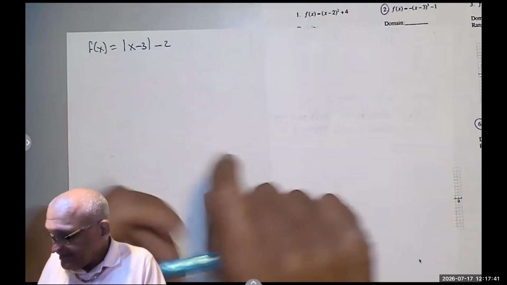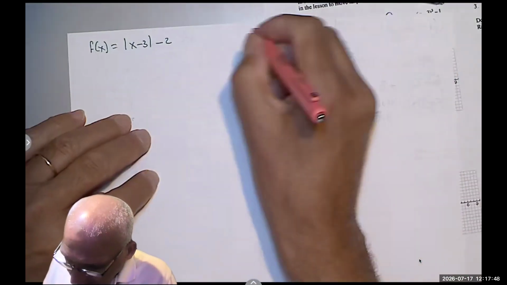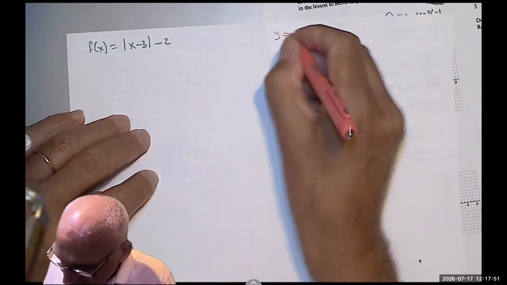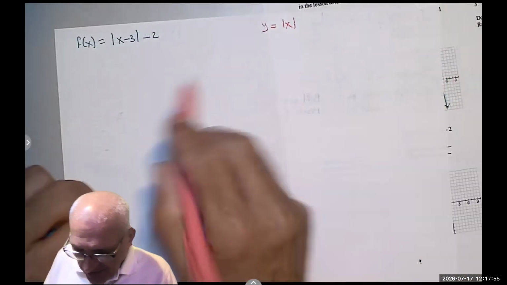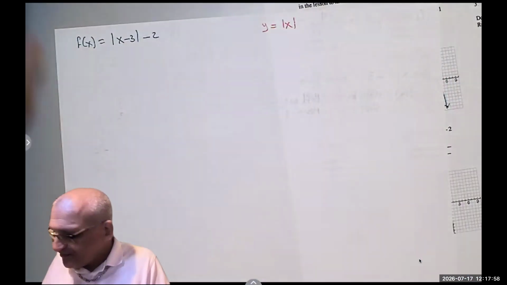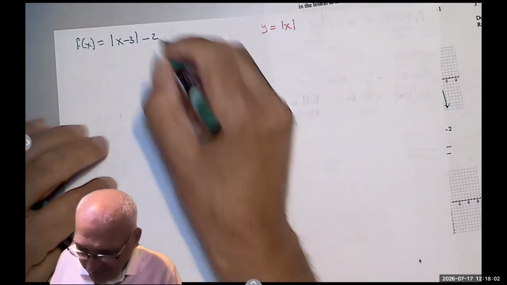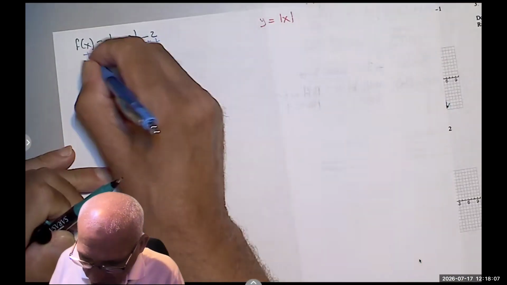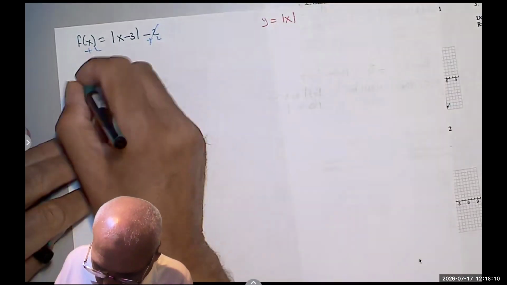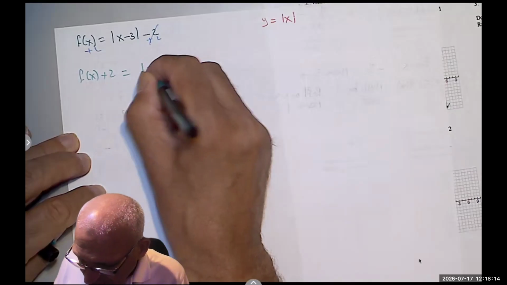Okay, if I take away the numbers, then my parent function would be y equals the absolute value of x. Remember the V shape? Okay. Now you say, what happens for x? Oh, first of all, I want to make it like that. So I will have to add 2 to both sides, right? I'm going to add 2 and add 2. So now my equation becomes f of x plus 2 equals the absolute value of x minus 3.